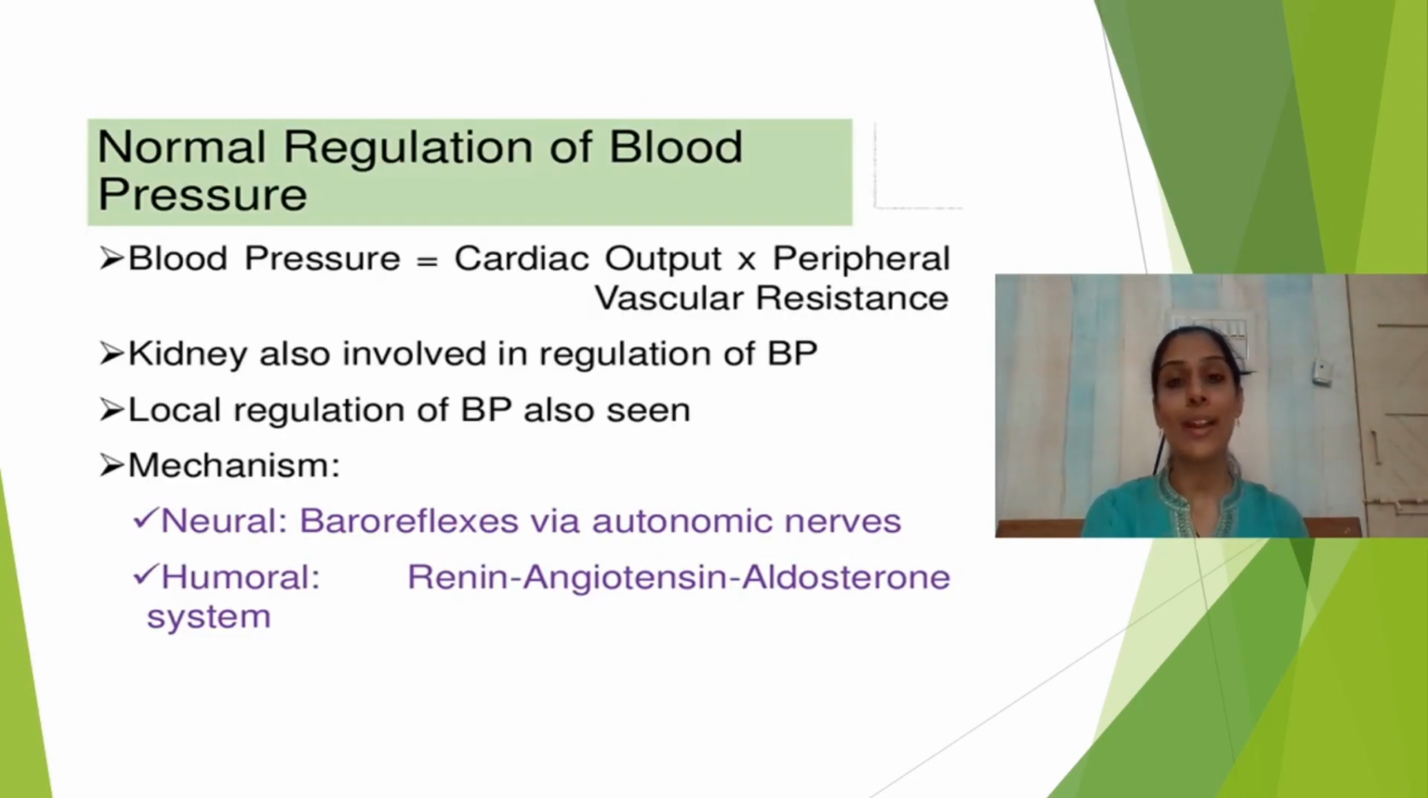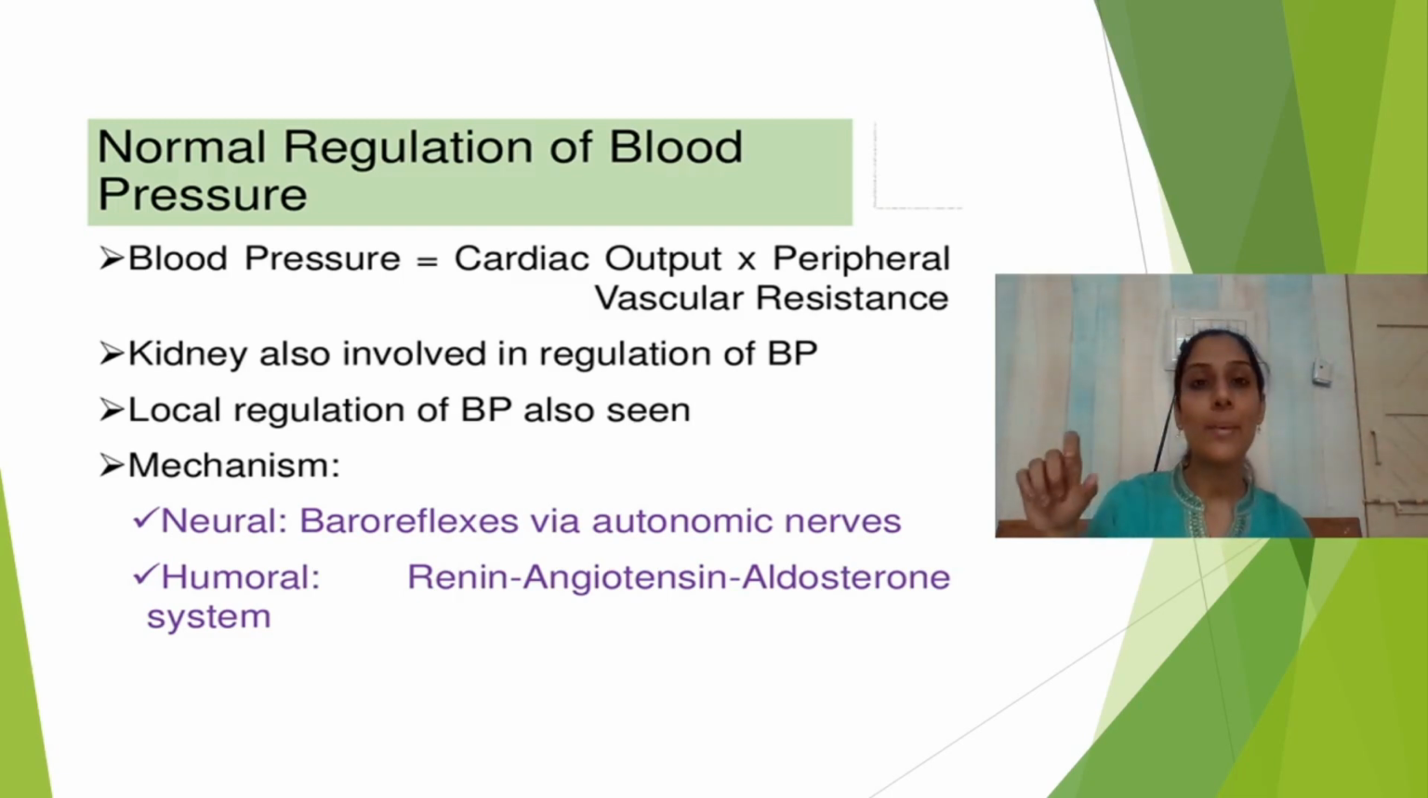Now the normal regulation of blood pressure, that is the mechanism of blood pressure. To understand hypertension, first one needs to understand the mechanism of blood pressure. So what is blood pressure? Blood pressure is directly proportional to, or equal to, cardiac output and peripheral vascular resistance. Cardiac output means the amount of blood flow in 1 minute from each ventricle. And peripheral vascular resistance means the resistance caused by the arteries.